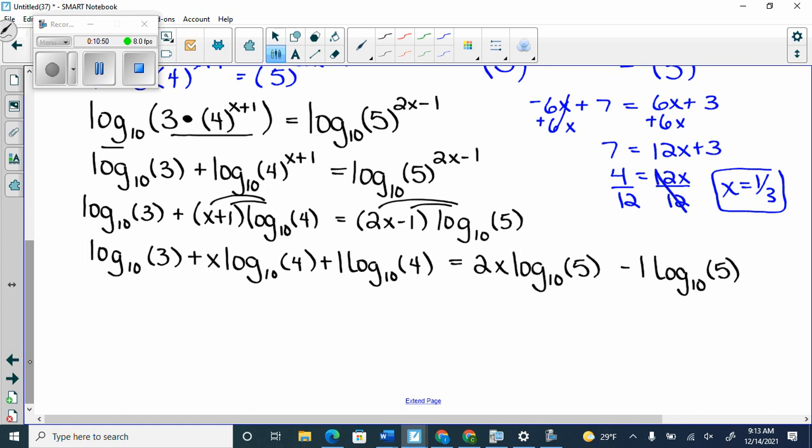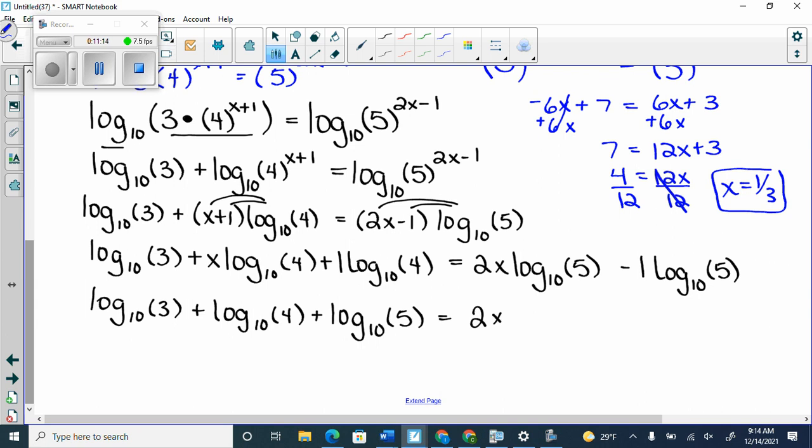And then we're going to get the x's on the left. It's actually easier to move them to the other side. I'm going to show you what, if I'm a rebel and do the other side, what happens. So if I go log base 10 of 3, I'm moving the x's to the right because there's 2 logs on this side. Log base 10 of 4 plus log base 10 of 5. It doesn't matter if you move to the right or the left. Equals 2x log base 10 of 5 minus x log base 10 of 4. And I take the x's out.